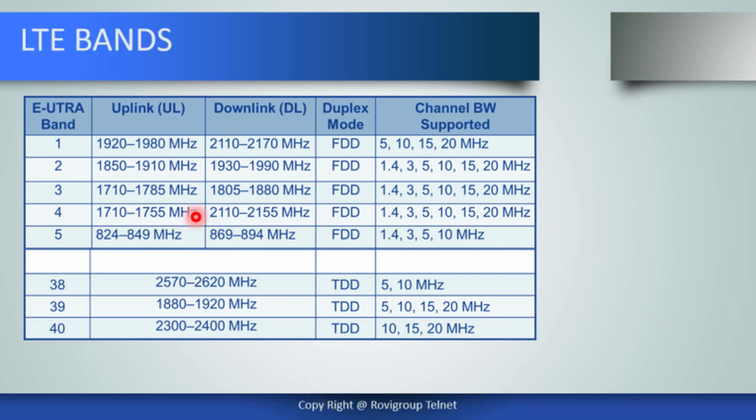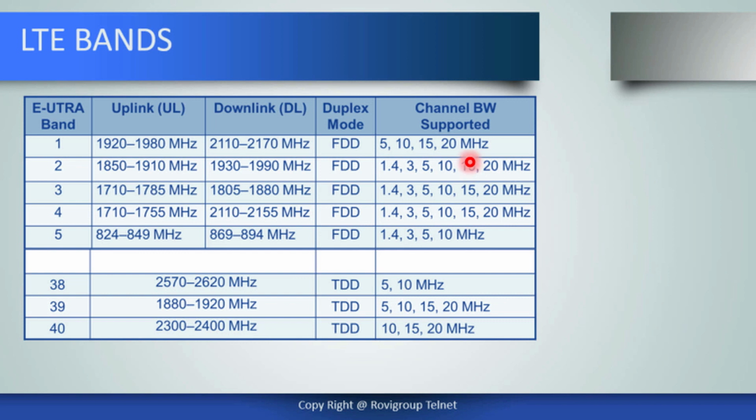Here you can see that not only is the LTE bandwidth flexible, but LTE also supports different bands. For instance, there are many bands for uplink and downlink for the FDD, and there are many bands for the TDD network. These bands support different channel bandwidths, as per the standard.